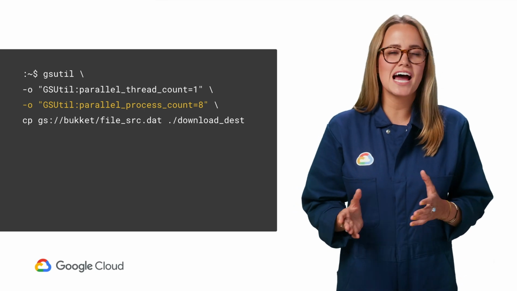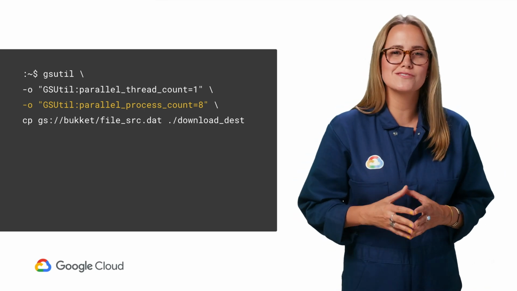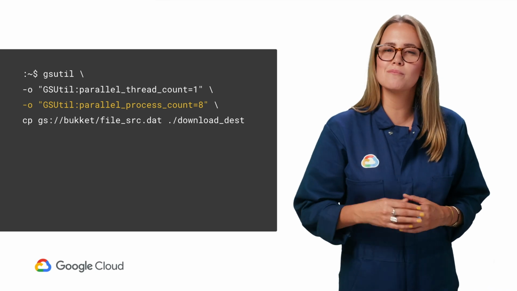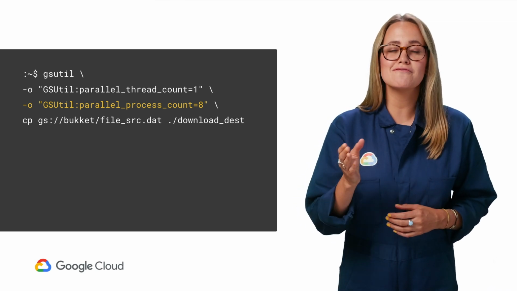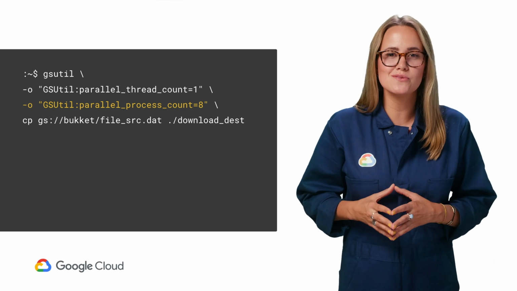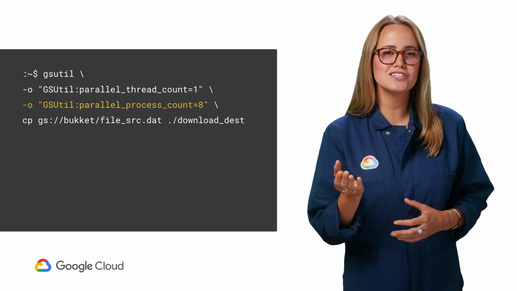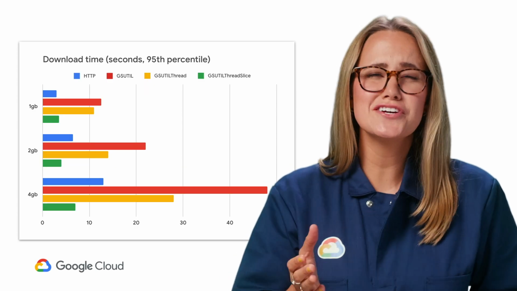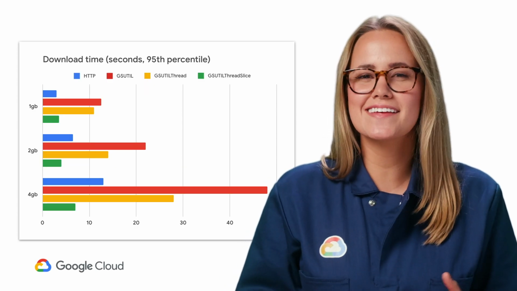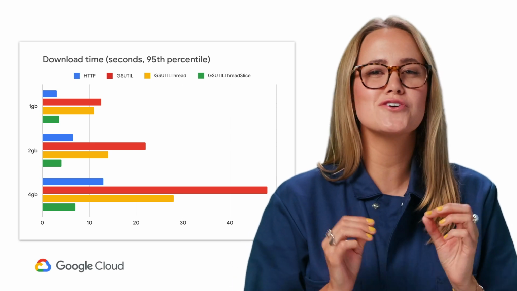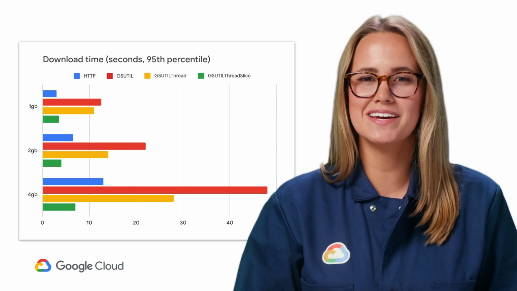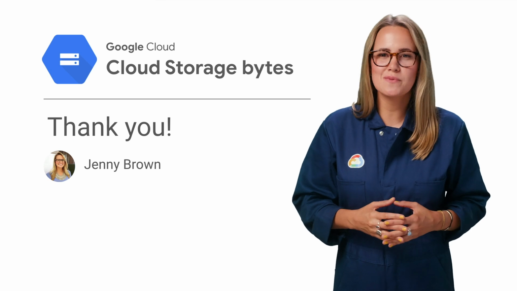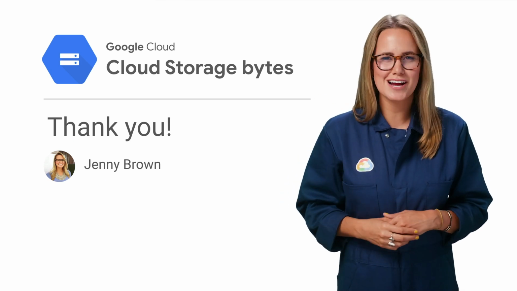To do this, we're going to have a throwback moment to a previous Cloud Storage Bytes where we discussed a parallel composite upload. Now it's time for parallel or sliced downloads, which we can trigger by telling GSUtil to use a certain number of components. So to recap, decreasing the number of threads and increasing the number of components can work together to dramatically improve your download speed. There's plenty more to come about optimizing performance, but that's for another episode.